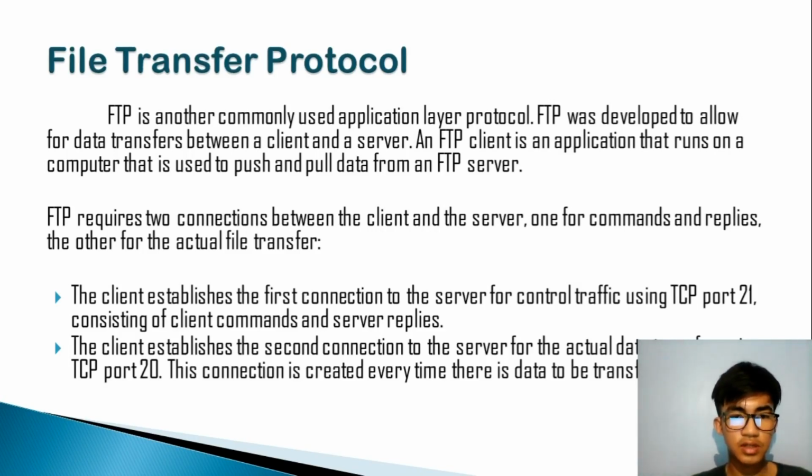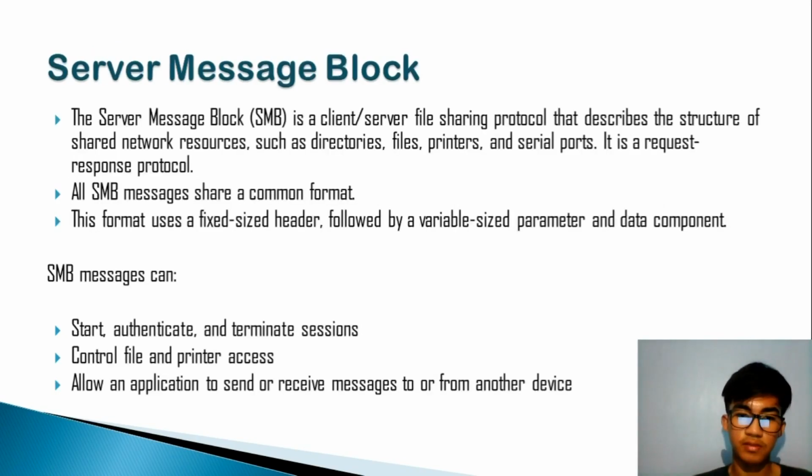FTP requires two connections between the client and the server, one for commands and replies, and the other for the actual file transfer. The client establishes the first connection to the server for control traffic using TCP port 21, consisting of client commands and server replies. The client establishes the second connection to the server for the actual data transfer using TCP port 20. This connection is created every time there is data to be transferred.